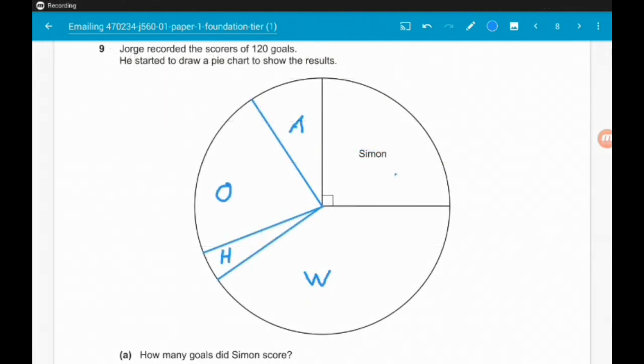Okay, so your completed pie chart should look something like this. Don't forget to label the sectors, otherwise it doesn't mean anything. So here I've been a bit lazy and just used the first letter of the names. You can write in the whole name if you want to.